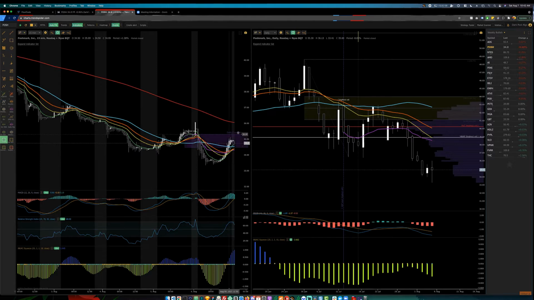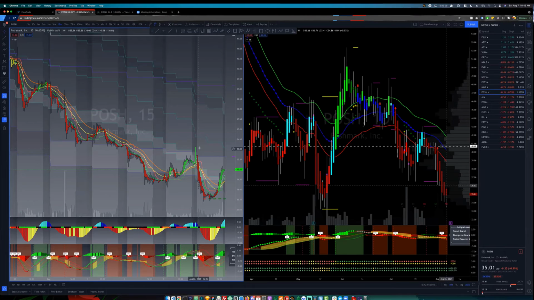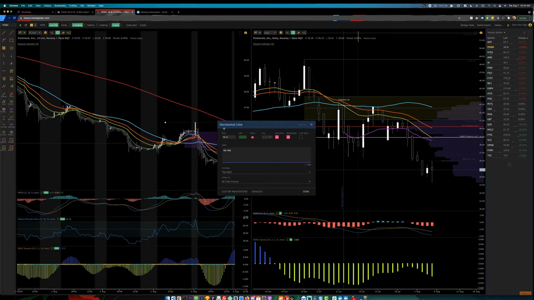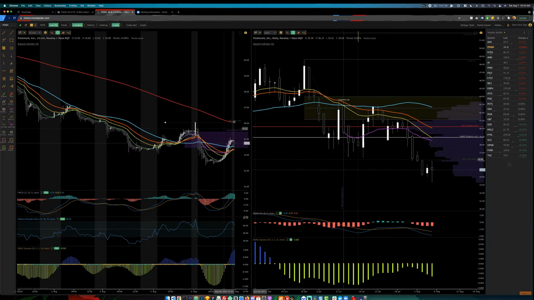All right, 3550. So kind of in the daily cloud there. I'd like to see it get above 3550 or possibly 36. So we definitely need to get above this $36 level, which is the 4-hour mid, right? So I've got a 4-hour mid here. Let's mark that there. All right. So for me, a break above 36 and we continue to run.